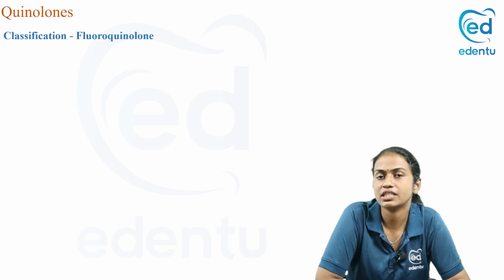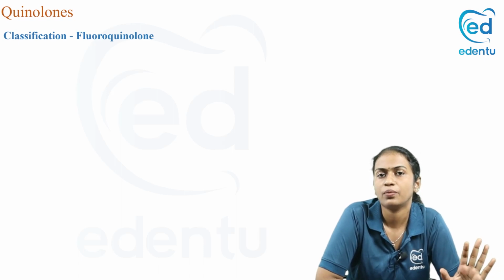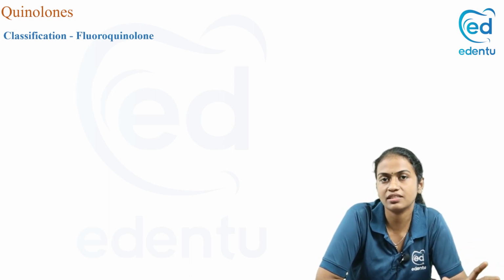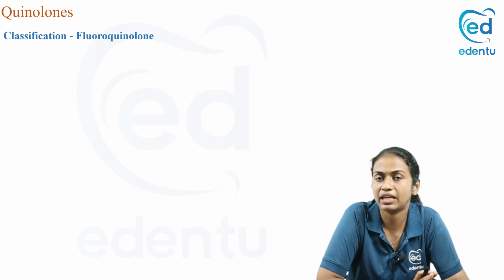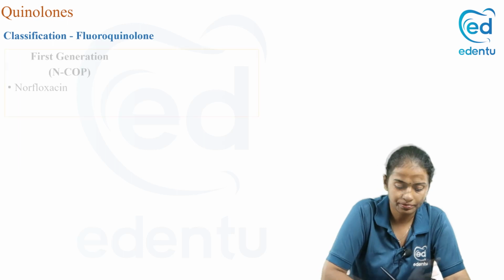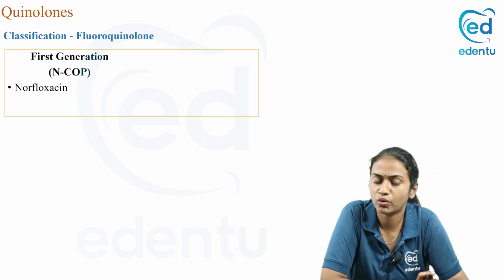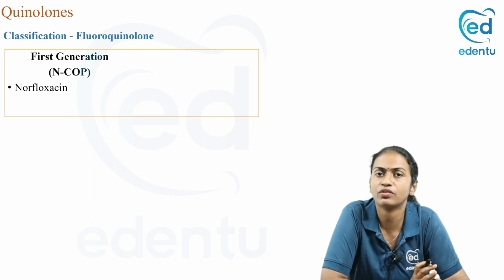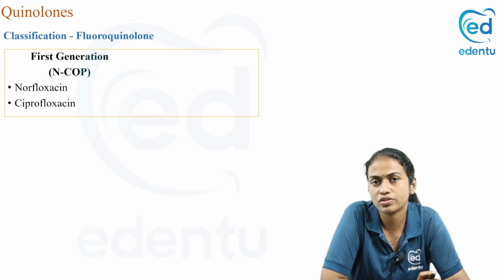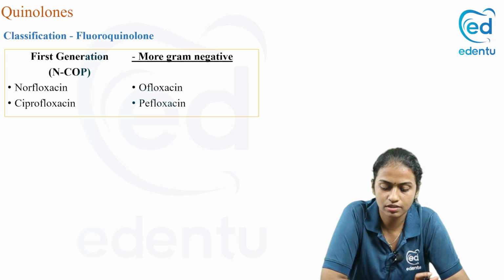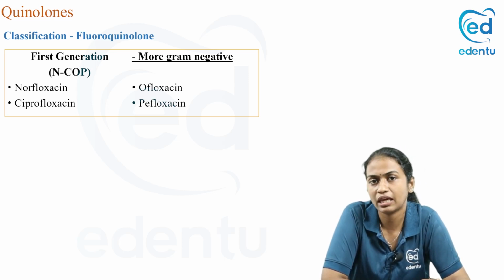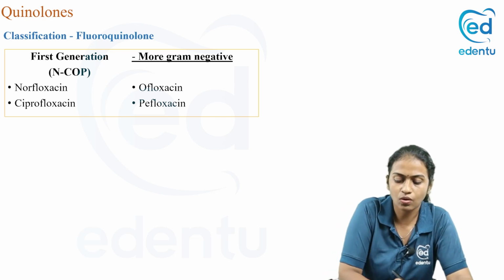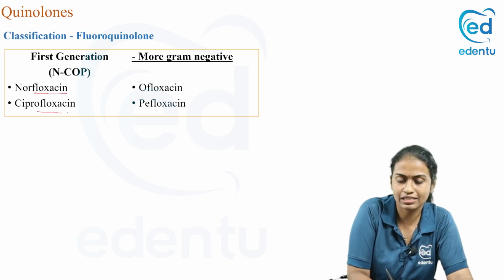So now we come to the classification of fluoroquinolones. We have first generation, second generation, third generation. So first generation is active more against gram-negative. You have NCOP, which is a mnemonic. You need to remember just 2 or 3 examples in each generation. So you have norfloxacin, ciprofloxacin, ofloxacin, pefloxacin. These are active more against gram-negative organisms. Okay. So all of these end with floxacin.